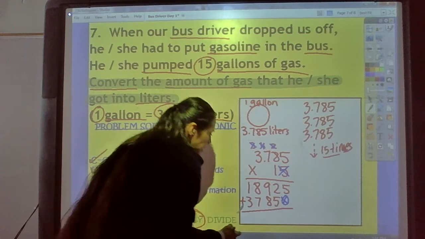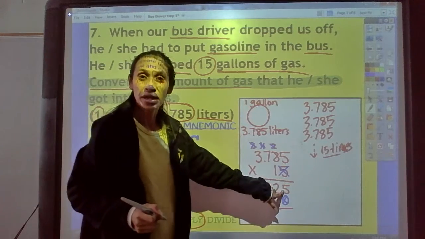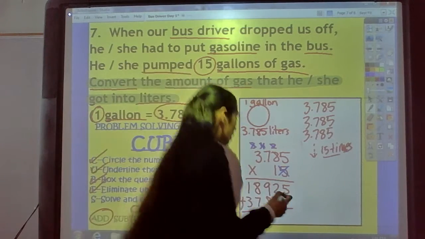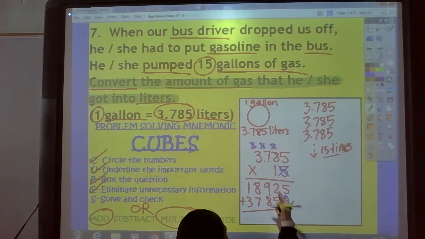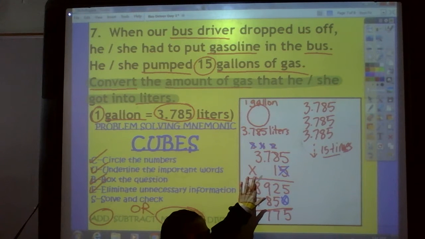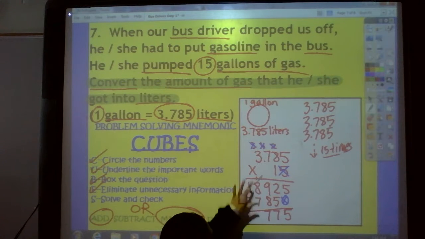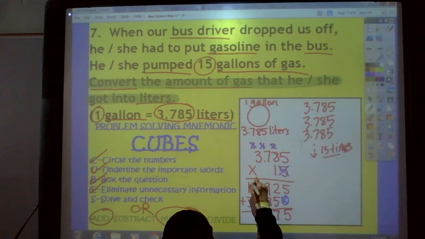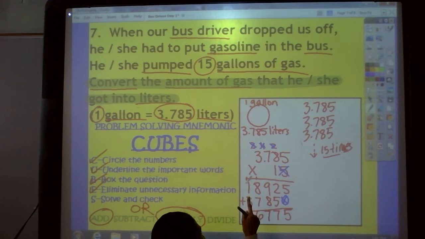Let's add that together. You ready? Okay, 5 plus 0 is 5. 2 plus 5 is 7. 9 plus 8 is 17. Write the 7, put the 1 up top. 1 and 8 is 9 plus 7, that's 16. Or I could do 1 and 7 is 8 and 8 is 16. Or 8 and 7 is 15 plus 1. So was that 16? Put the 1 up top. 1 and 1 is 2 plus 3 is 5.